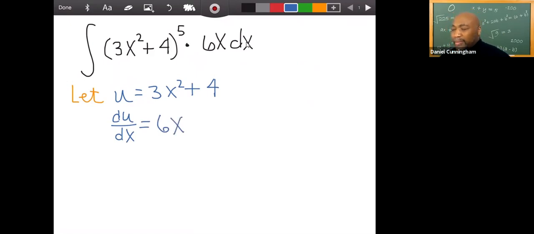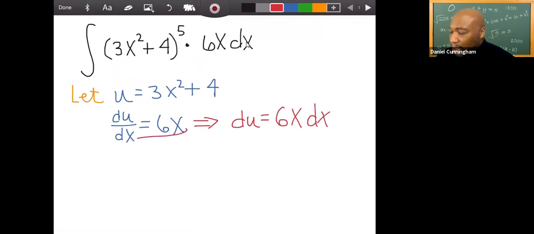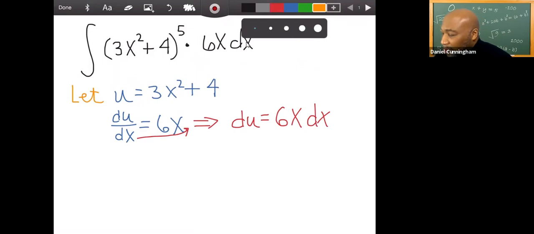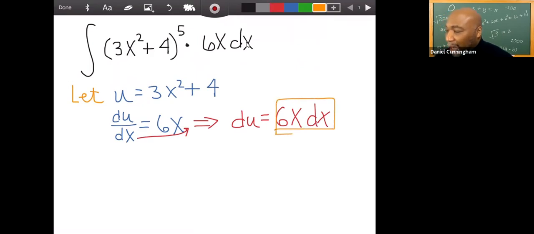Okay. Notice I see a 6x up here in the original equation. So let me show you this, guys. This implies that du is equal to 6x dx. All I did was move the dx up here. So now we want to have it exactly the same. That's my du. Here's my u.